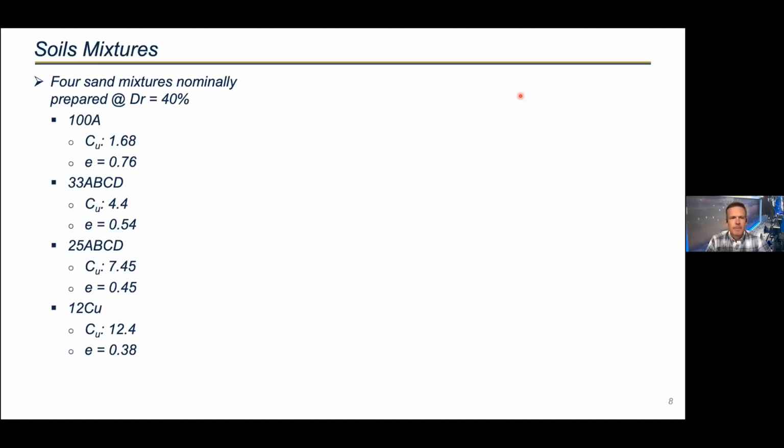So we're just going to jump straight into the test design, show you some details of that, and then go heavy into quite a bit of data, and I'll try to highlight a few of the main points. We're going to first of all take a look at 4 different soils. All of these have various gradations, and you can see the Cu's varying there.